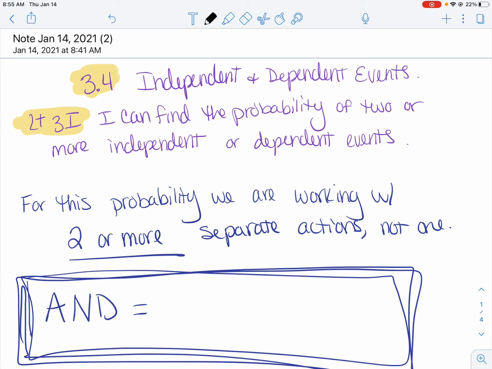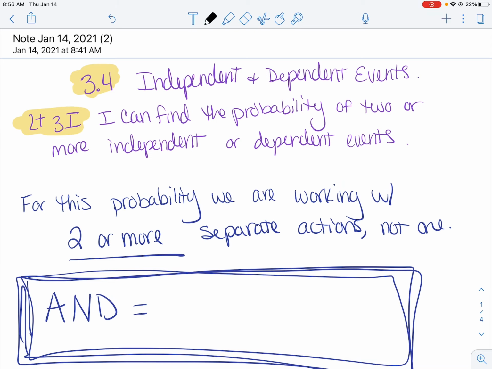Okay. So last time we talked about inclusive versus exclusive events, which is also compound probability. But in that instance, we were working with something that was only one action, right? So we rolled the die once and we wanted two outcomes. We wanted to roll a 5 or an even number. This time we're going to be doing at least two actions. So we're not just rolling a die once, we'd be rolling a die twice, or we'd be picking a card out of a deck once and then picking another one after that.